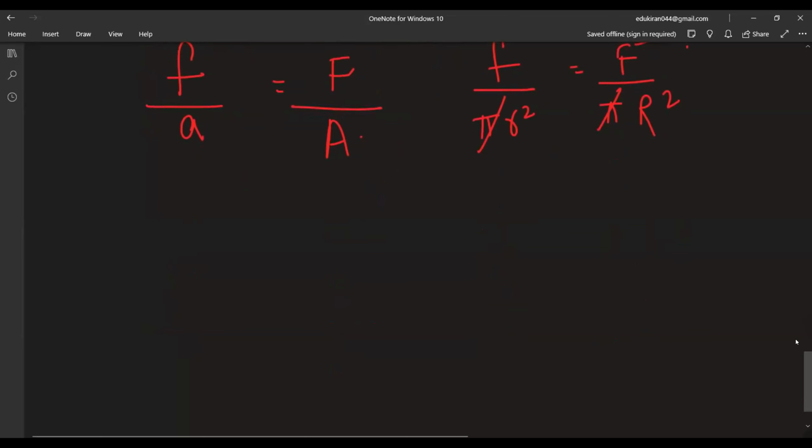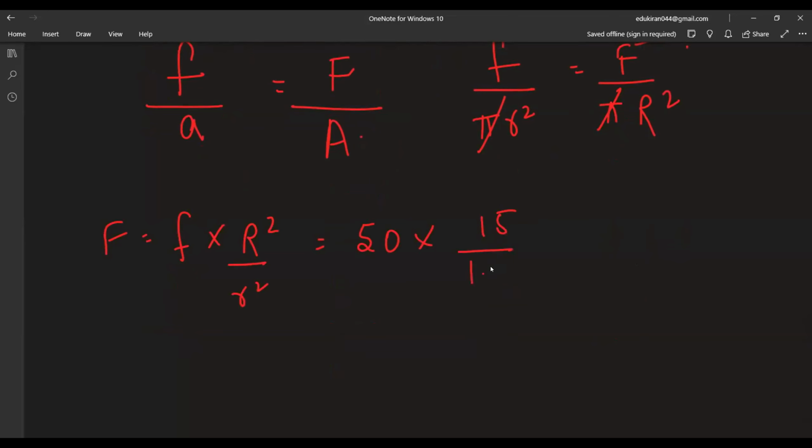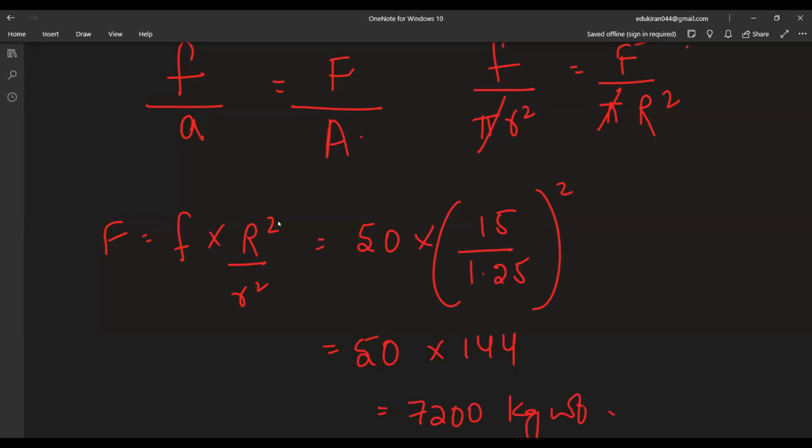See, small f and the radii are known, you just want to find out capital F, that is unknown. So if we substitute, capital F will be small f into capital R square by small r square, which is equal to 50 multiplied by 15 by 1.25 whole square. This will come out to be around, this is 50 into 144, so this will be equal to 7200, but not Newton. This will be in kg weight because here we have taken this in kg weight.